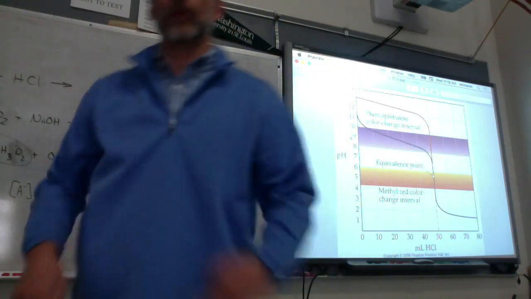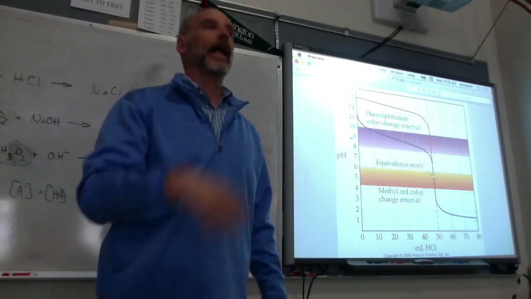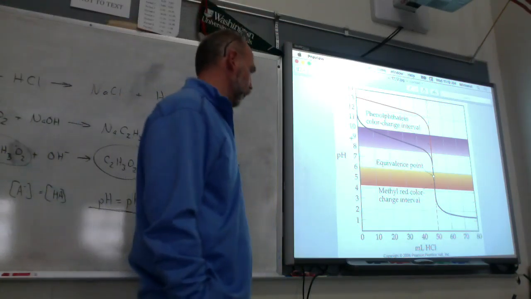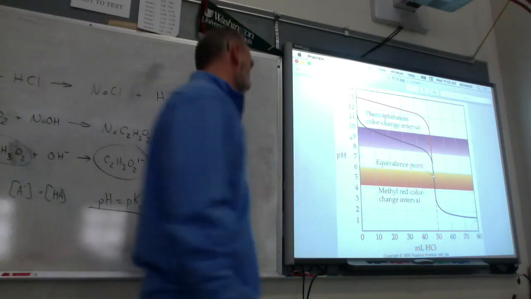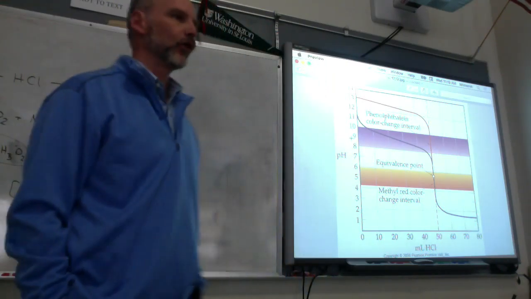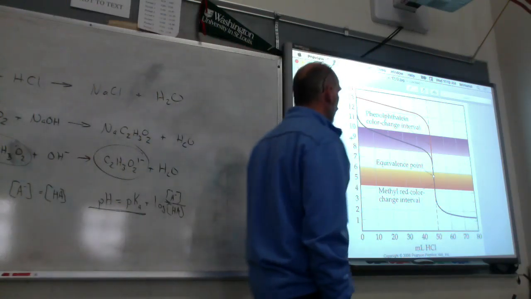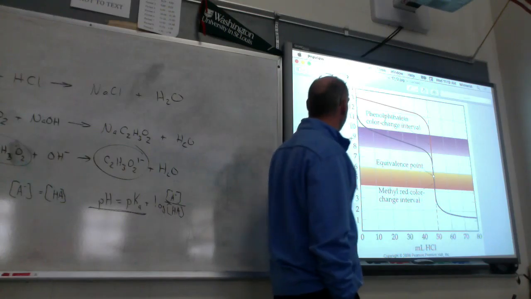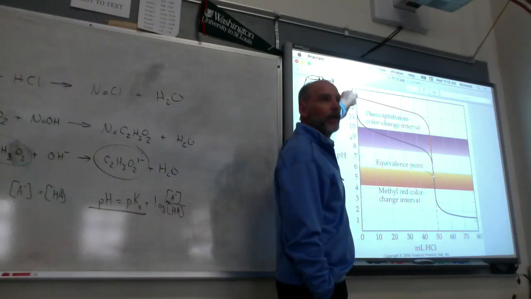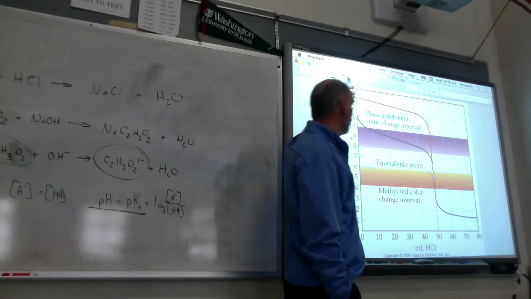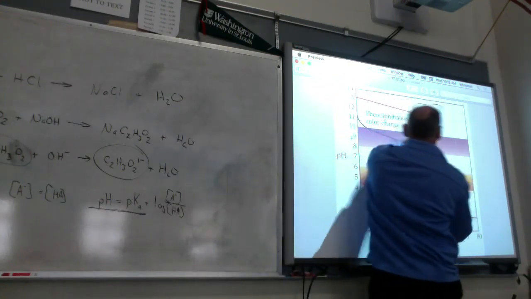Here we go. So now we have a strong acid titrating both a weak base and a strong base. They put both graphs on the same one so you can make a comparison. Obviously, this would be the strong base because it's got a pH fairly close to 14. It's got a large inflection point.